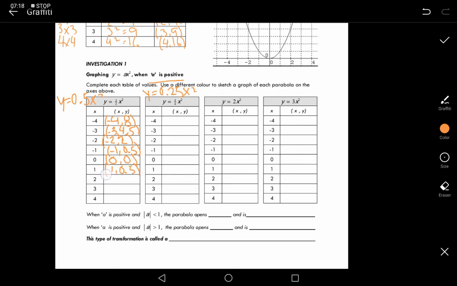2 squared is 4. 4 times 0.5 is 2. 3 squared is 9. 9 times 0.5 is 4.5. And lastly, 4 squared is 16. 16 times a half is 8. So we have all of those coordinate points. So we're moving on to the next step, which is to actually graph that.